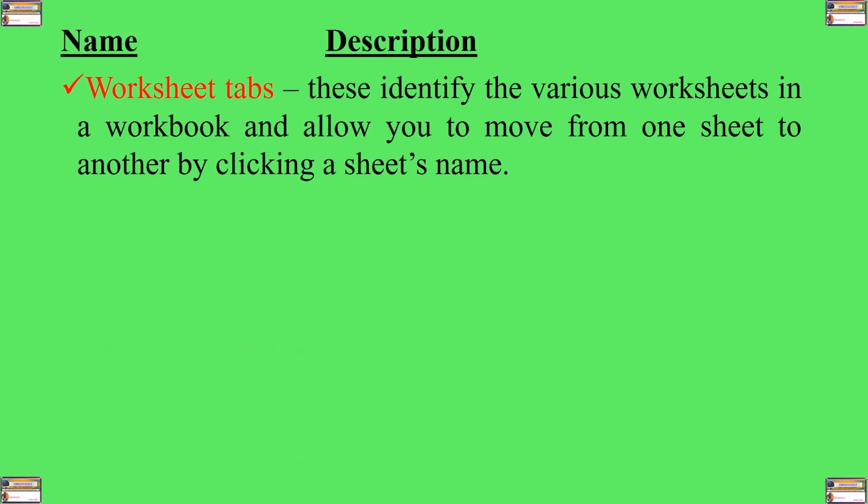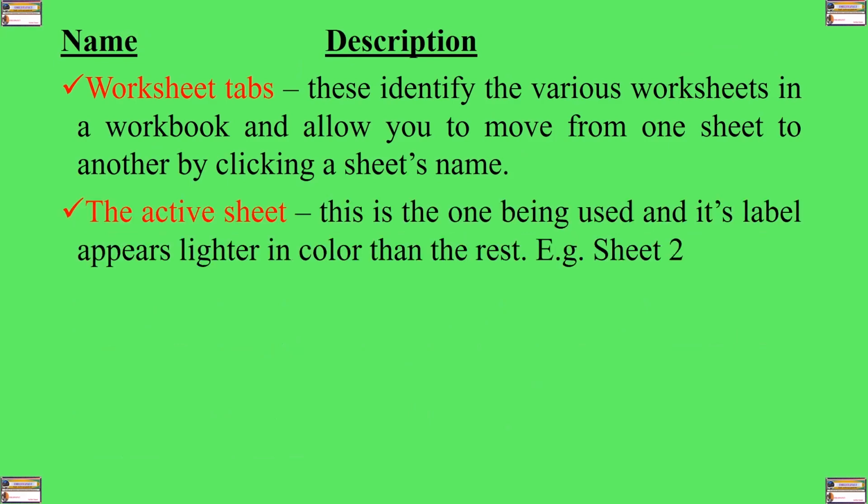Then we have worksheet tabs. Just as I have said, these identify the various worksheets in a workbook, and they allow you to move from one sheet to another by clicking a sheet's name. The active sheet is the one that is being used, and its label appears lighter in color or bold than the rest, just as you have seen.